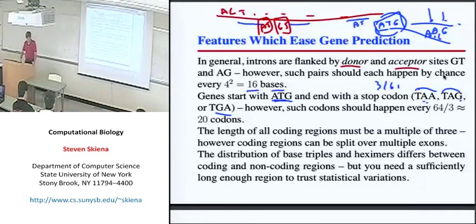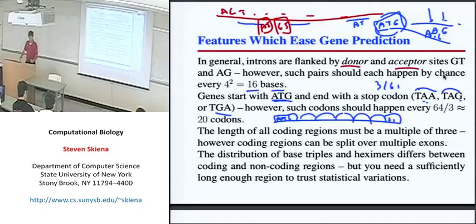What other stuff do we know about genes? One thing that's kind of an interesting statistic is that we know that a gene starts with an ATG, ends with a stop, and in between there is a series of other triples.